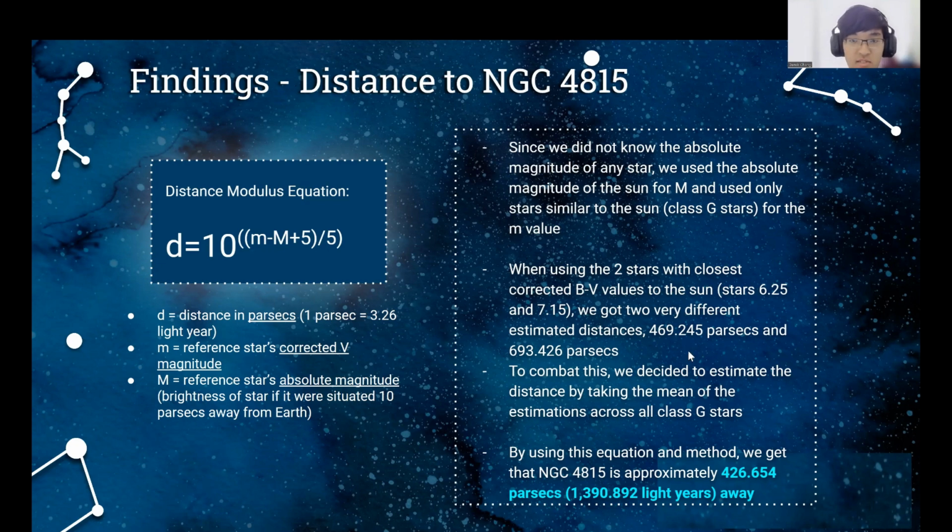To combat this, we decided to estimate the distance by taking the mean of the estimation across all class G stars. By using this method, we were able to estimate that NGC 4815 is approximately 426 parsecs away from Earth.